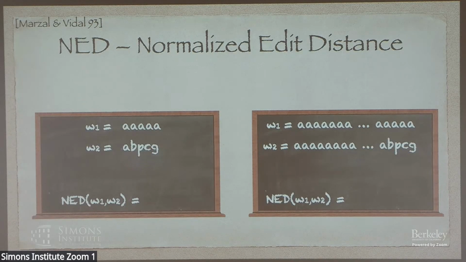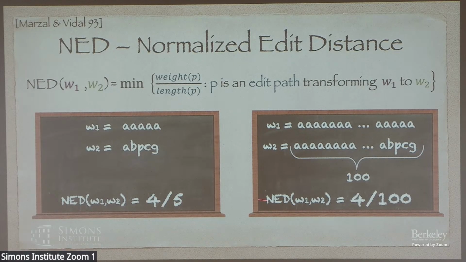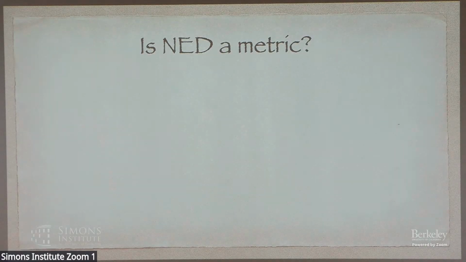So if we look at our motivating example of the problem with NED, with edit distance, then here we would get what we expect, right? 4 out of 5, 4 out of 100. Very satisfying. Okay, so the question is then, is this a metric?